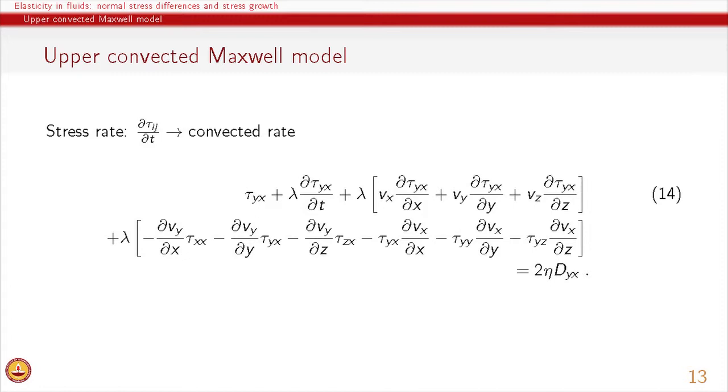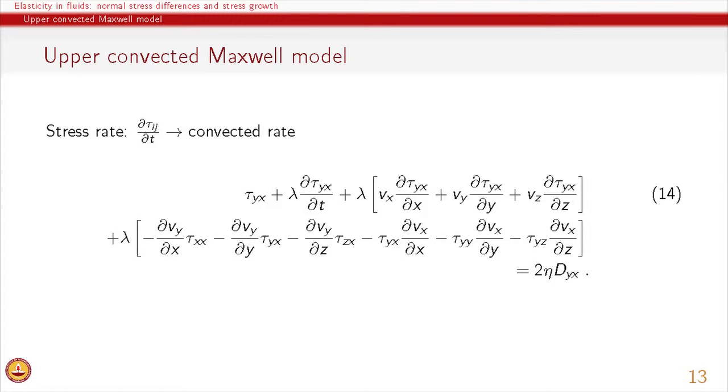The right hand side of course still remains the same. So, if you see, due to this upper convected Maxwell model, where we have replaced the partial stress rate with a convected rate, we get a lot more terms, and each of these terms signifies change with time, change with position and change due to deformation. Now let us look at what happens to the upper convected Maxwell model in simple shear flow.